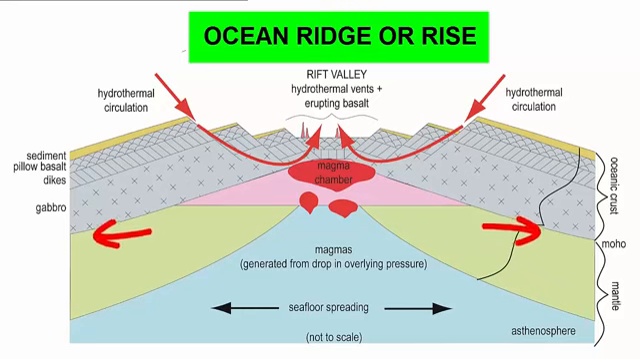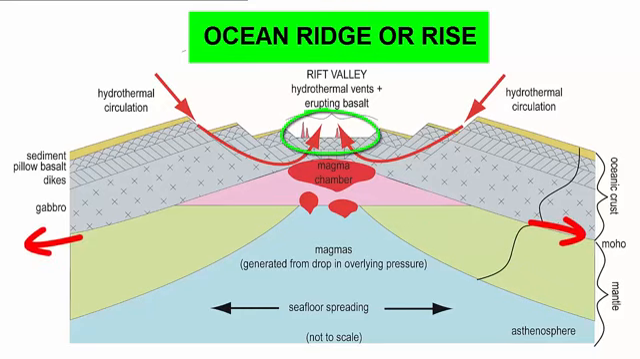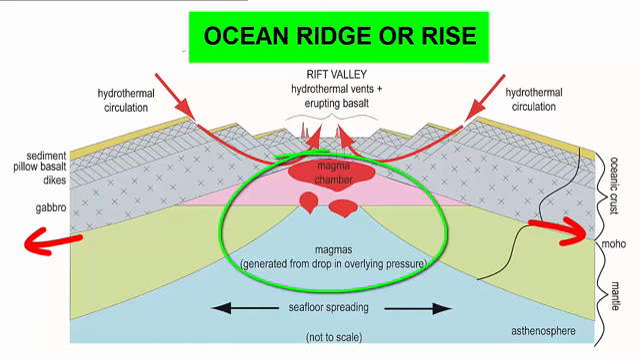As the plates separate, a rift valley forms atop the ridge. The drop in pressure on the underlying mantle rock causes it to melt, and now that it's lower density, the melted rock, or magma, rises to the surface and erupts along the center of the rift valley.